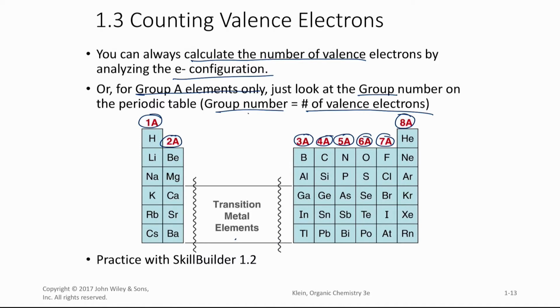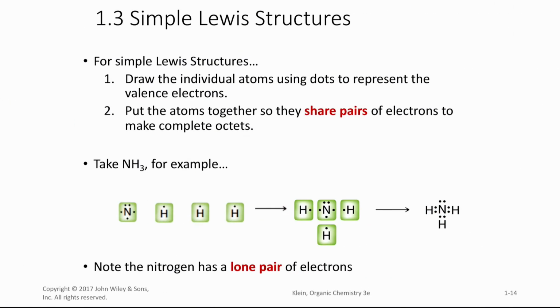So this is only for group A elements, the number of valence electrons. Now, how to draw a simple Lewis structure? There are basically a series of steps that you can use to draw Lewis structures, which we already discussed in Inorganic 1 and Inorganic 2. So I'll just review the case again.